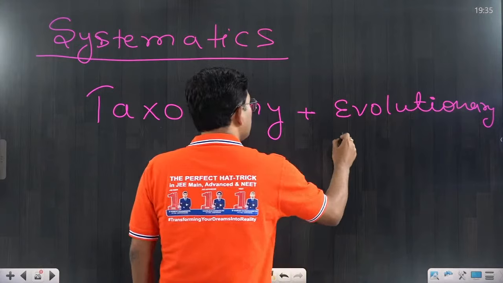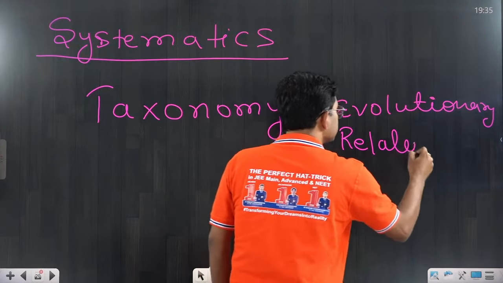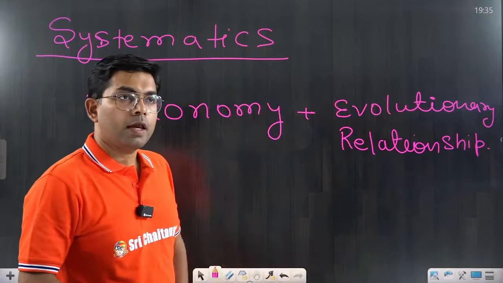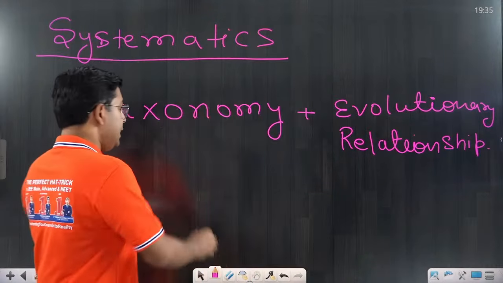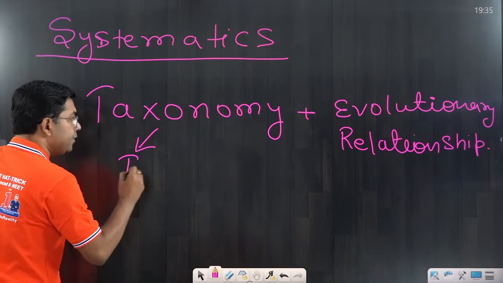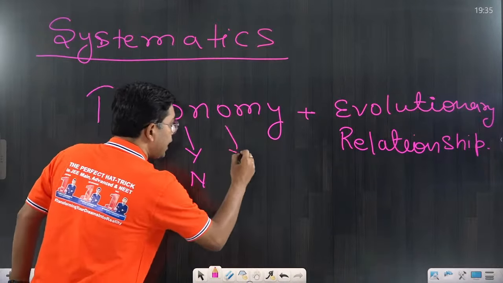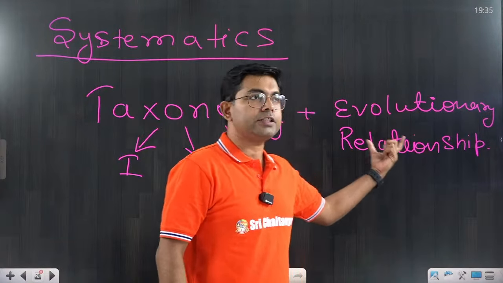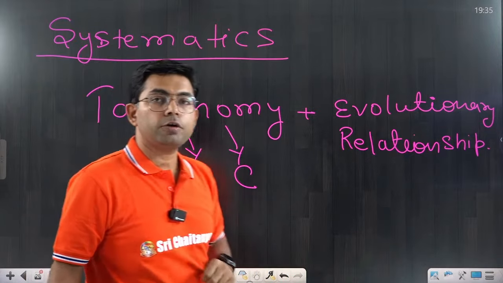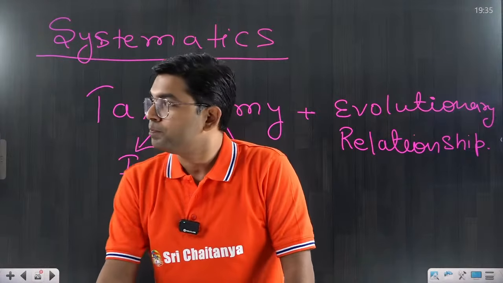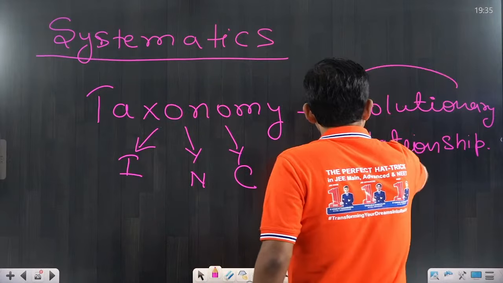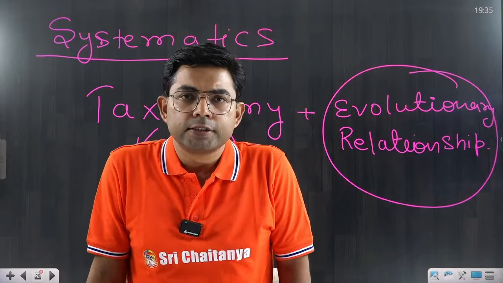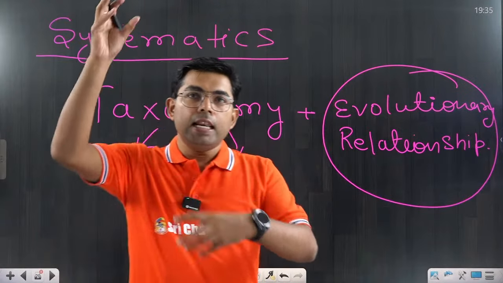Taxonomy, when it is included with evolutionary relationship, is called systematics. Clear? So in taxonomy we have already seen identification, nomenclature and classification. Along with that, if we use evolutionary relationship, then together they constitute systematics. Now, what does evolutionary relationship mean? Evolutionary relation means the line of evolution.